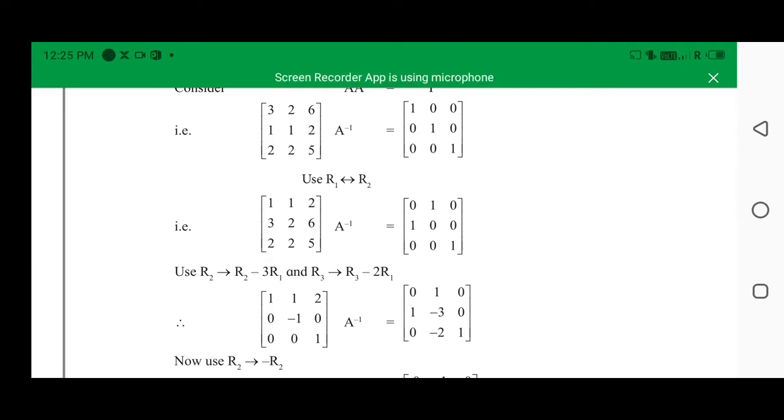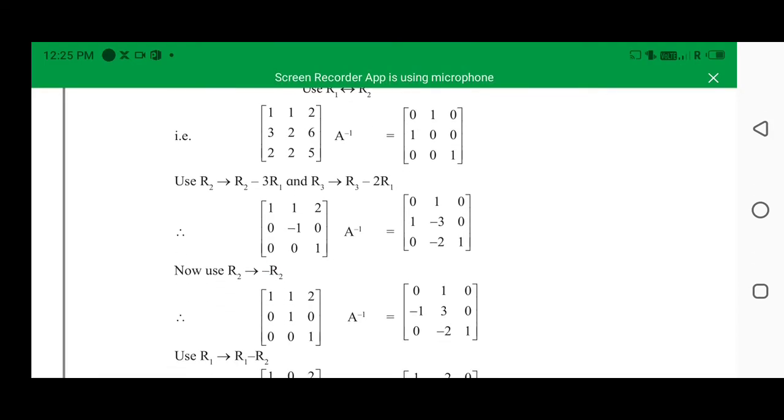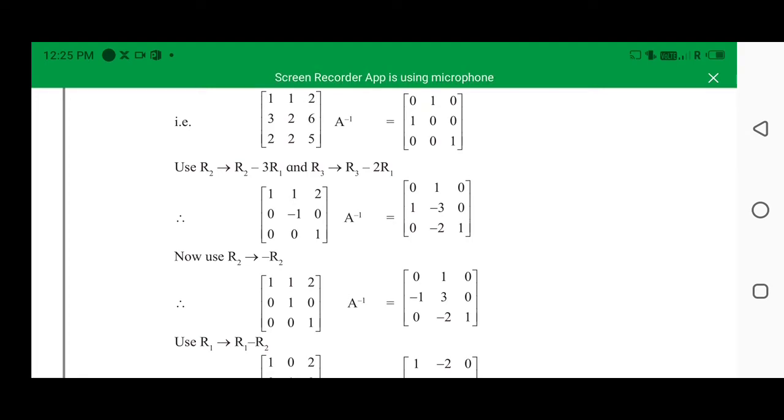After converting 1, we have to convert the numbers written below the 1 as 0. So 3, 2, we have to convert as 0. So R2 tends to R2 minus 3 R1 and R3 tends to R3 minus 2 R1, sorry. So this we can convert. Now we have to convert the R2 element, that is the A22 element, as 1. So I multiply by minus 1.